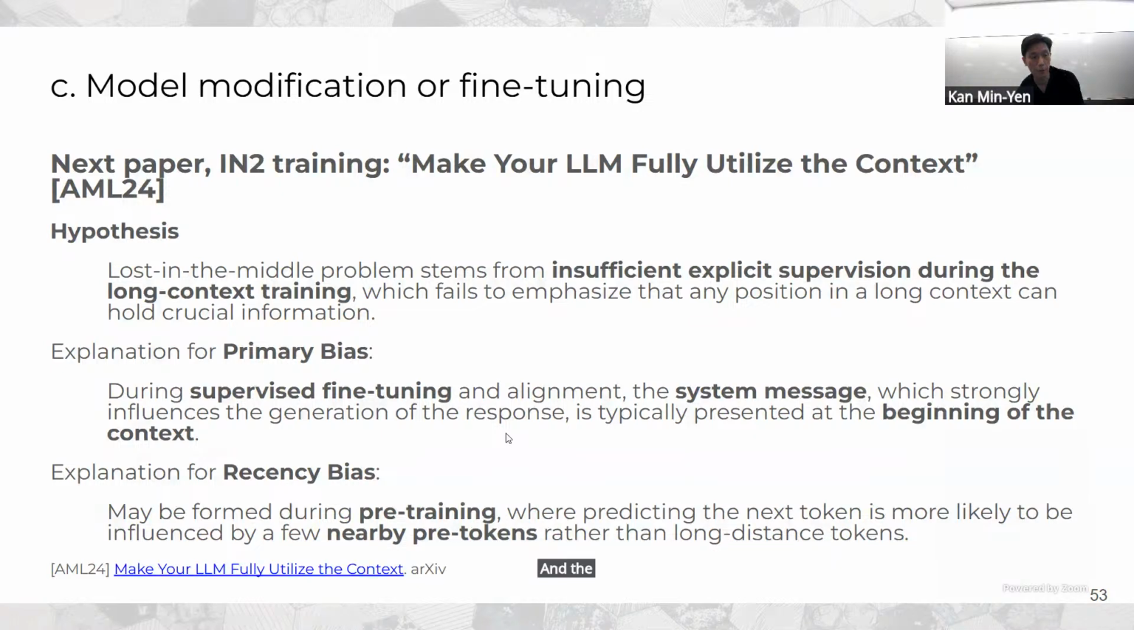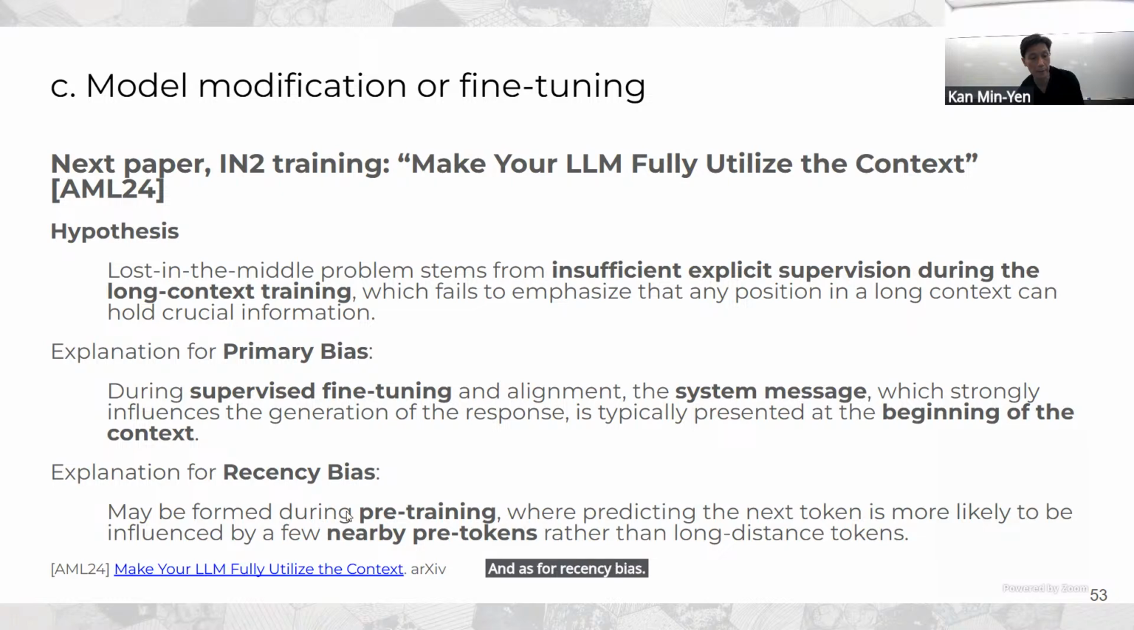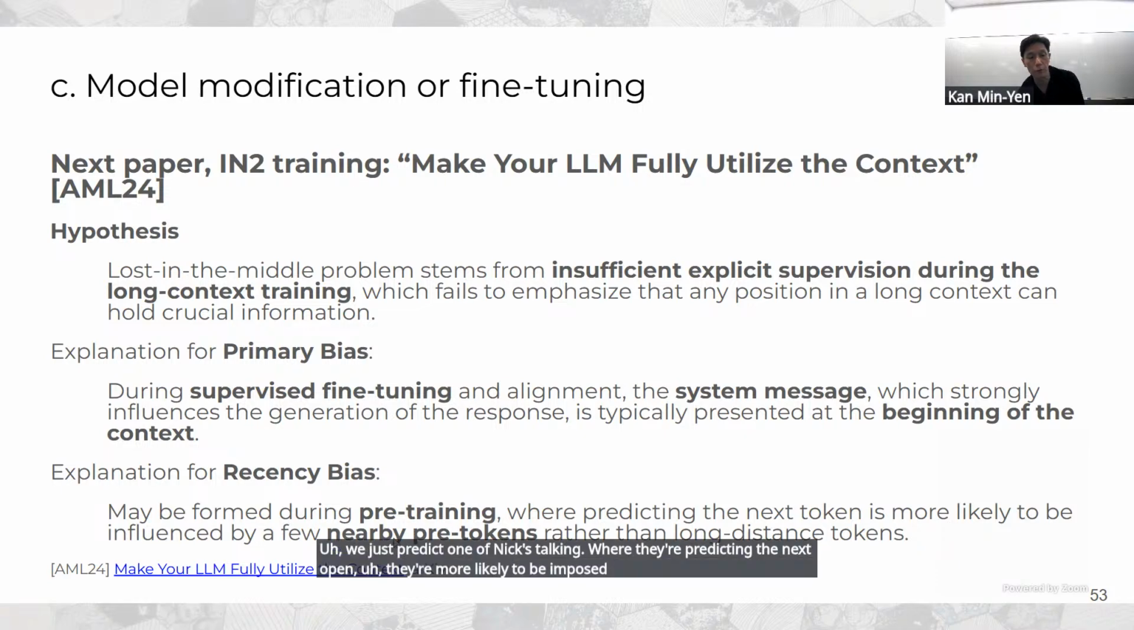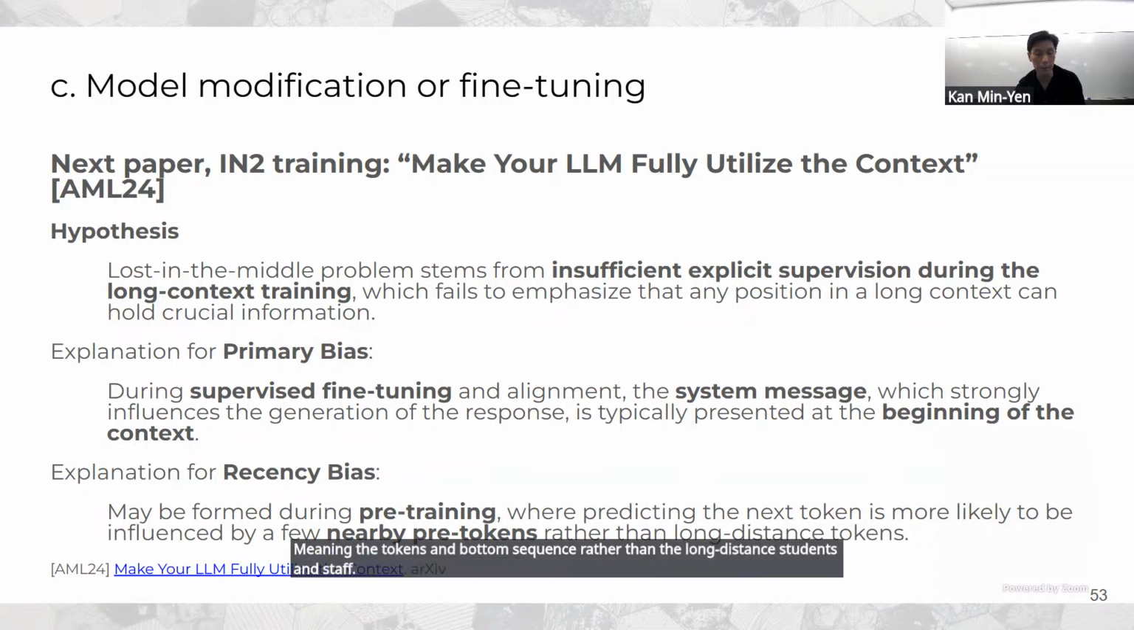And the explanation for why the primacy bias occurs is that during supervised fine-tuning and alignment, the system message, which strongly influences the generation of the response, is typically presented at the beginning of the context. And as for recency bias, they think that this might be because during pre-training, when you're predicting the next token, you're more likely to be influenced by the few nearby previous tokens. So meaning the tokens at the bottom of the sequence rather than the long distance tokens at the start or in the other parts.